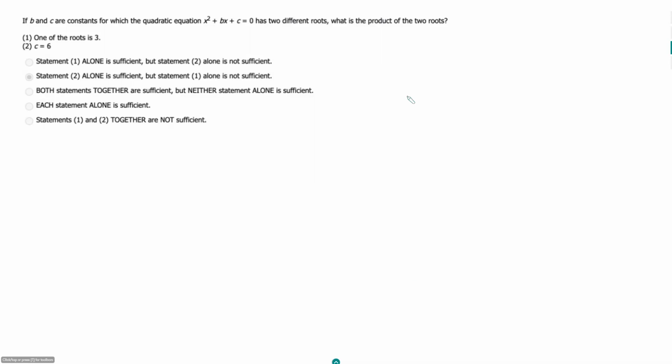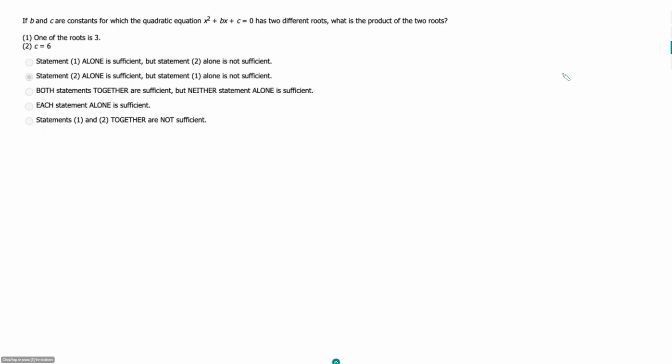If b and c are constants for which the quadratic equation x squared plus bx plus c is equal to 0 has two different roots, what is the product of the two roots? Let me read that one more time. If b and c are constants for which the quadratic equation x squared plus bx plus c equals 0 has two different roots, there we go, what is the product of the two roots?